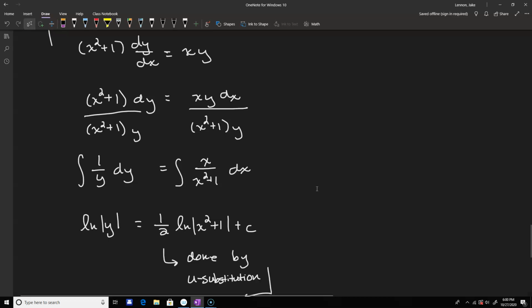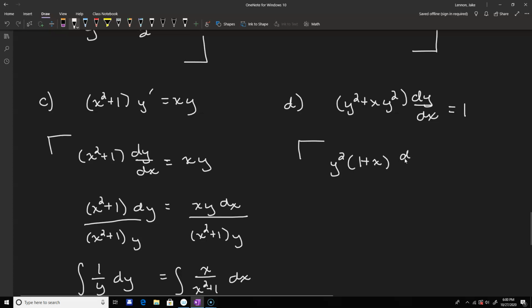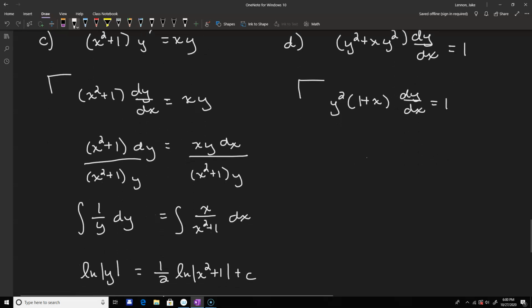Okay, so let's do another one. Let's say we have y squared plus x y squared dy over dx equals 1. Well, the first thing here is to separate the variables. It doesn't look like we're able to do it right now because the x's and y's are kind of bunched together, but we do see a greatest common factor of y squared that we can pull out. So if we factor out y squared, we're just left with 1 plus x dy dx equals 1. So then we can go ahead and multiply by dx as usual.